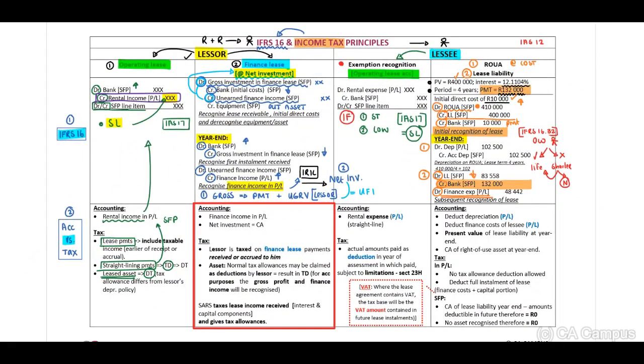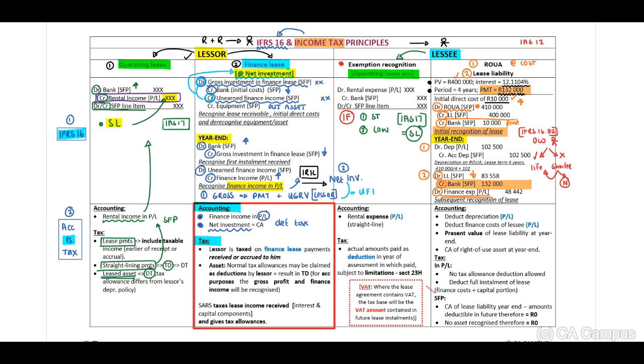Let's work through the different rules in terms of our accounting rules and our tax rules of our finance lease and the records of our lessor. For accounting purposes, included in our profit or loss will be our finance income, and for deferred tax purposes, included in our statement of financial position, we will have our net investment.